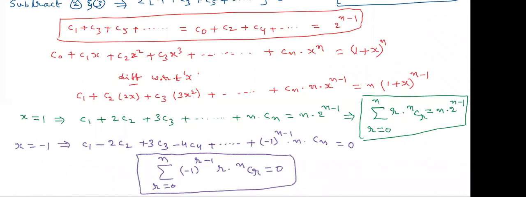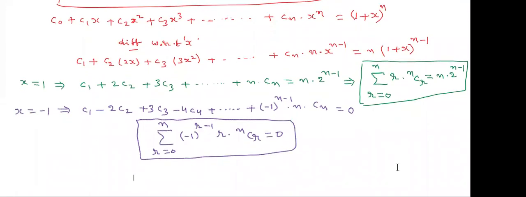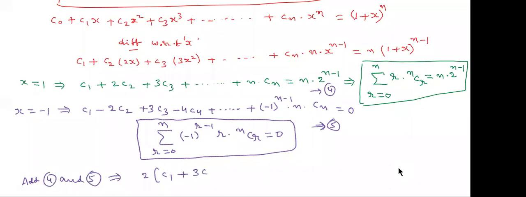Okay. Now x is equal to 1 and x is equal to minus 1 we have substituted. Suppose adding both the equations, we have to put the names. Already 1, 2, 3 completed. This is fourth one. This is fifth one. Okay. Add 4 and 5. Then what happened, students? Tell me. 2 into C1 plus 3C3 plus 5C5 plus and so on. Last term, whether it is cancelled or not, we don't know. By observing the n value, we will decide. Then the right hand side terms also, observe that n into 2 power n minus 1 plus 0.